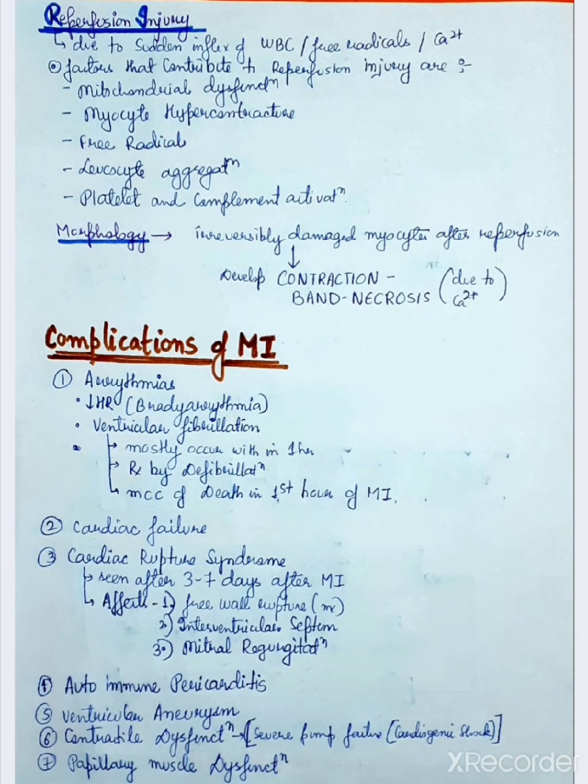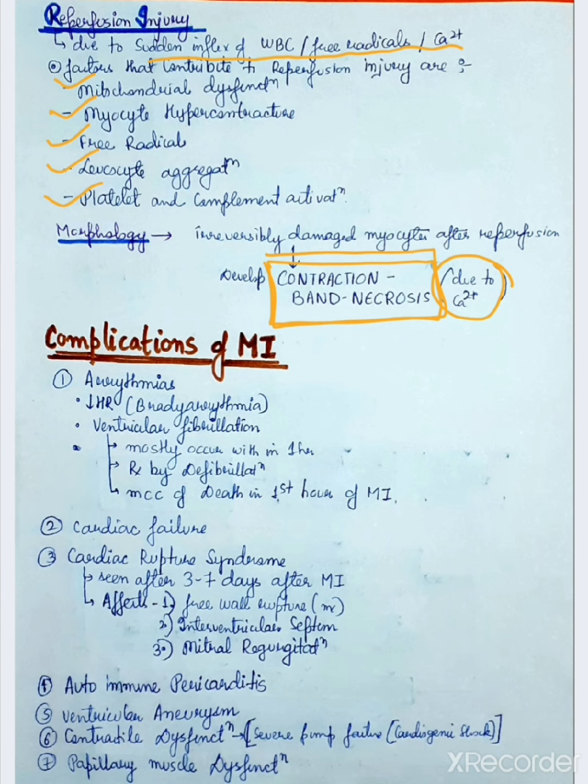Now let's learn about the reperfusion injury. It is due to sudden influx of WBCs, free radicals, and calcium. Factors that contribute to reperfusion injury are mitochondrial dysfunction, myocyte hypercontracture, free radicals, leukocyte aggregation, platelet and complement activation. Irreversibly damaged myocytes after reperfusion develop contraction band necrosis, which is due to the calcium.